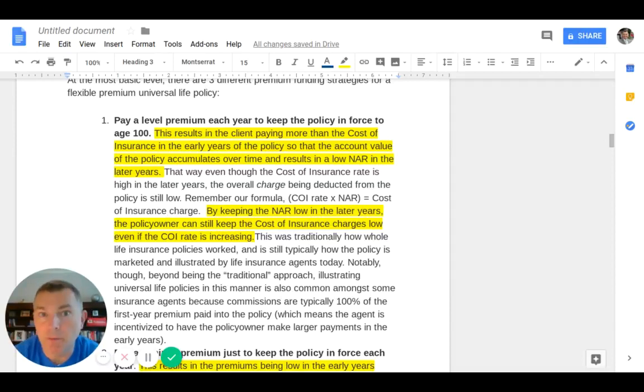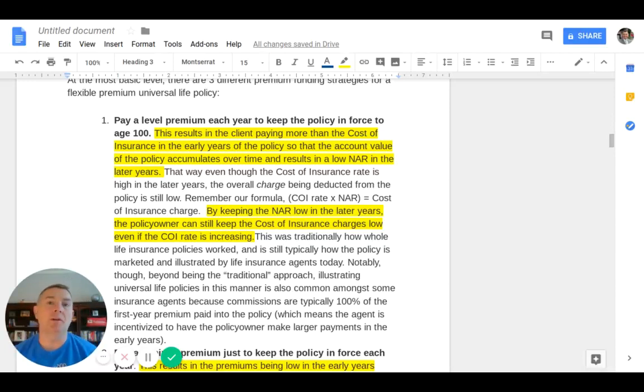Pay a level premium each year to keep the policy in force till age 100 when it endows, i.e. when the policy has the death benefit and cash value equal. This results in the client paying more than the cost of insurance in the early years of the policy, so that the account value of the policy accumulates over time and results in a low net amount at risk in the later years. And again, net amount at risk is how much you have a check the insurance company will have to cut out of their own coffers.